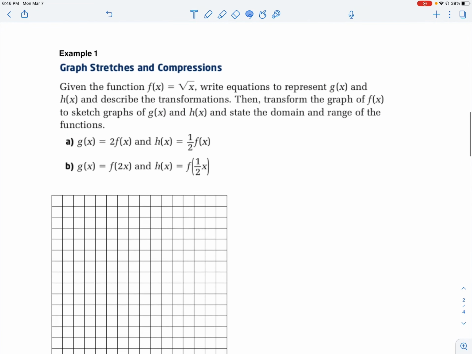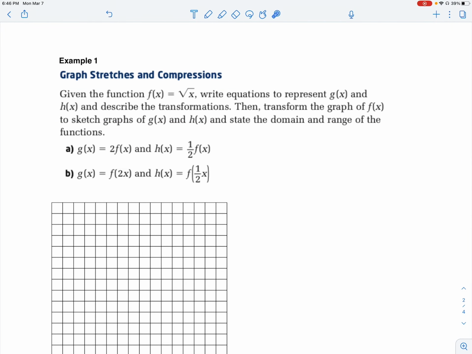Hi, welcome back to our first example. We'll get this one started. It's just an example of doing a vertical and horizontal stretch and compression. So we're going to see all four scenarios that we can have. Given this function, this will be our base function that we'll be using for all of these.